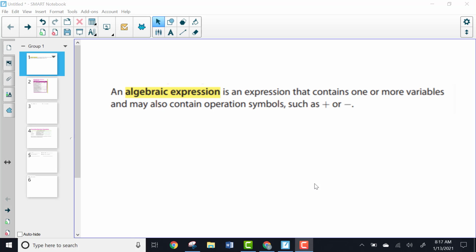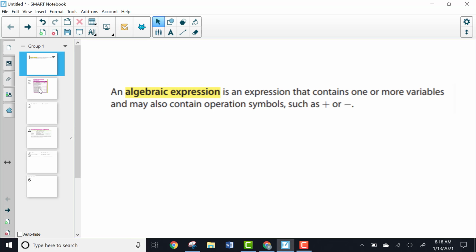Now some people may be thinking, what do you mean by expressions? Understand that an algebraic expression is an expression that contains one or more variables and may also contain operation symbols such as addition, subtraction, multiplication, or division. When we're talking about generating equivalent expressions, that means we're going to look at one algebraic expression and figure out if it's equivalent to another one, or combine terms, we'll talk about that in a little bit, to create an equivalent algebraic expression.